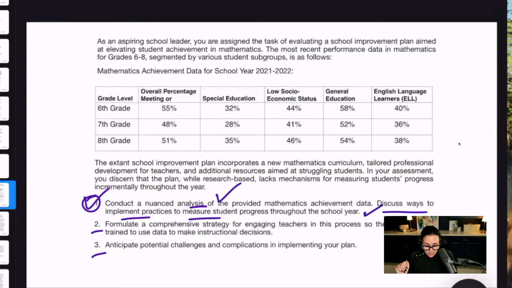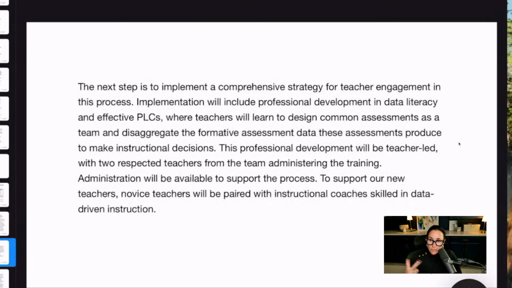All right, let's go with the second paragraph. Formulate a comprehensive strategy. So we just said we're going to use formative assessment. Well, how are we going to get teachers to do it? How are we going to engage teachers in this process so they are properly trained to use data to make instructional decisions? Okay, here comes paragraph 2.